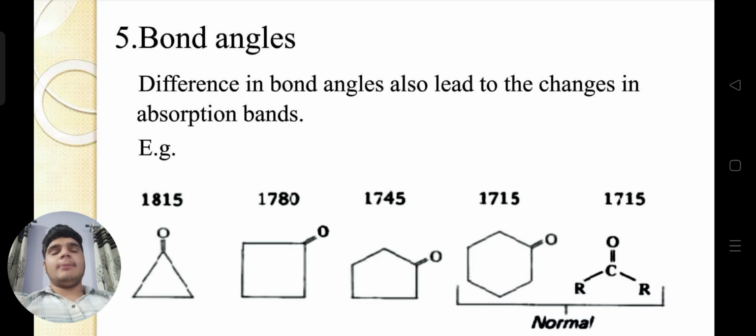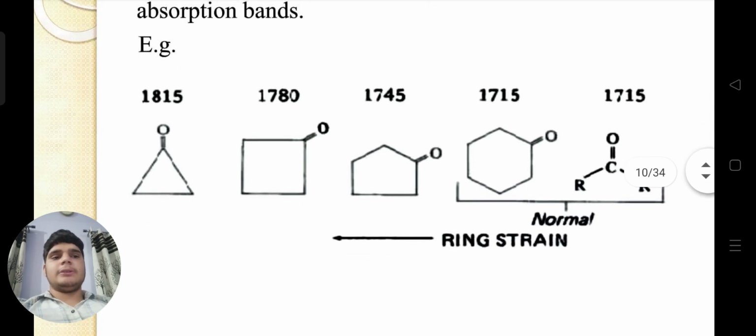The fifth factor influencing is the bond angle. The difference in the bond angle also leads to a change in the absorption bands. Example: here in the first figure, the three-membered ring has the vibrational frequency 1815, whereas in the four-membered ring it is 1780. As the angle increases, the vibrational frequency decreases. It is also known as ring strain. The greater the angle, the less the strain.